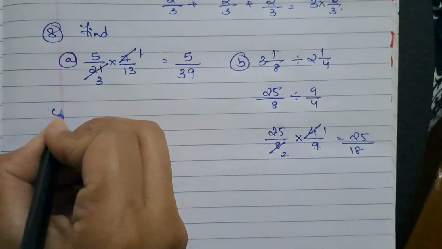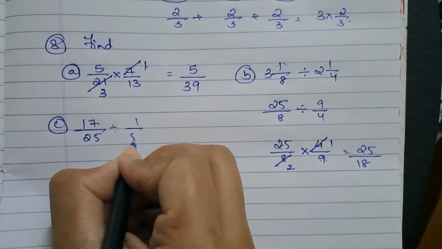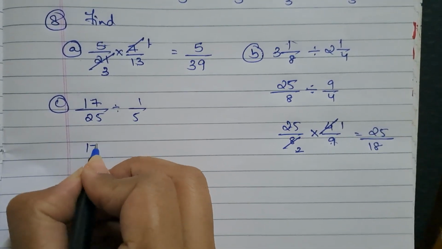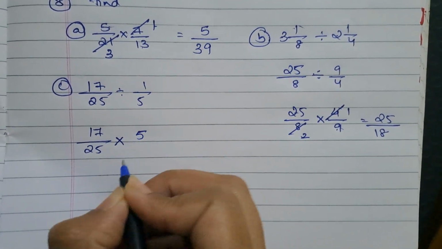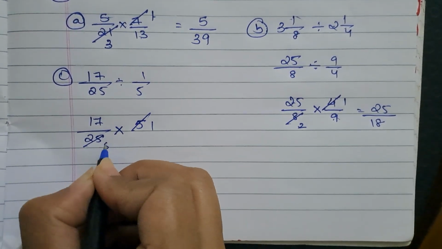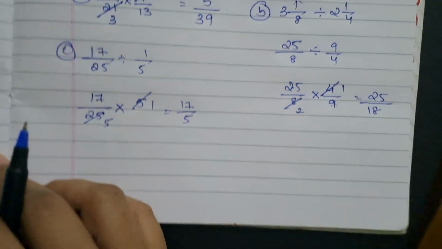Okay, going to part C, it says 17 upon 25 divided by 1 upon 5. Division means we have to do the reciprocal of it. Division changes to multiplication, and the reciprocal is 5. Then 5 1s are 5, and 5 5s are 25. So the answer is 17 upon 5.